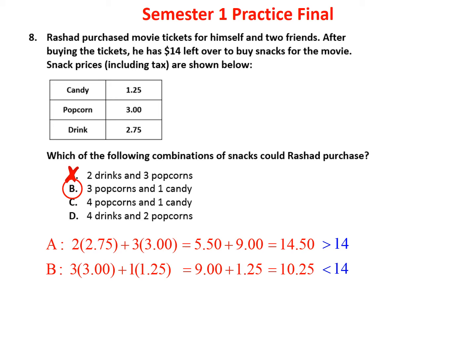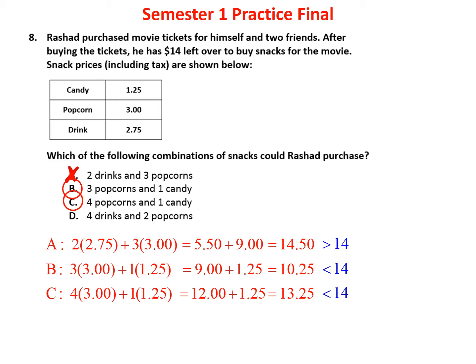C, he orders another popcorn. So 4 popcorns, 4 times 3 plus $1.25, $12 plus $1.25, or $13.25. So once again, it's below 14. So he can order that, and C is a possible answer.